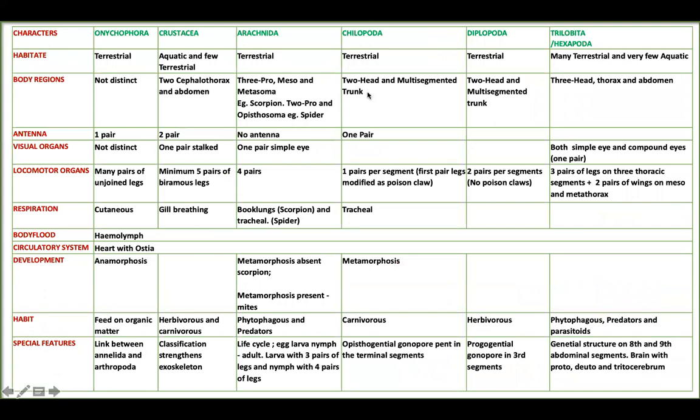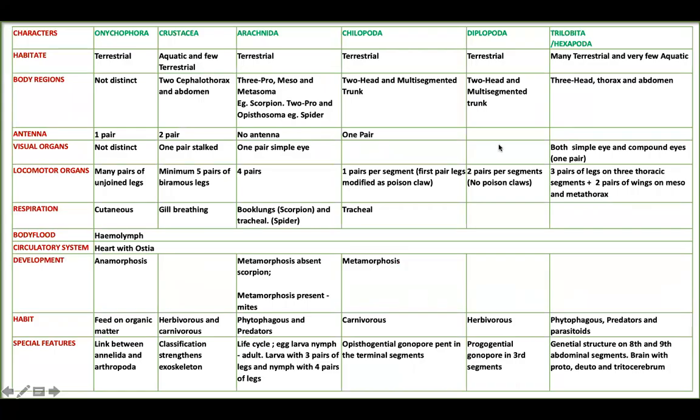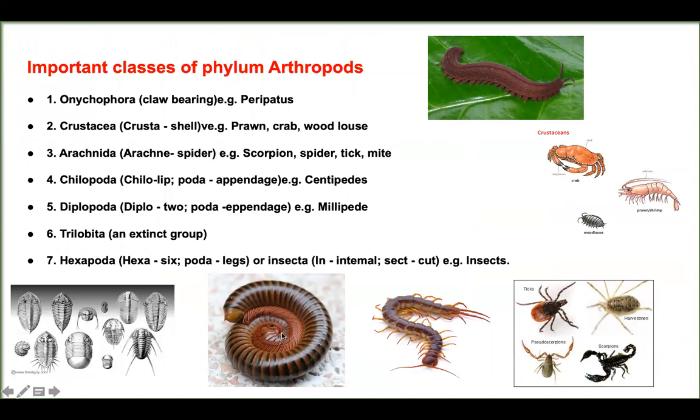Chilopoda, the centipede, has two segments, that is head and multi-segmented trunk. Here you can see this is the head in the centipede and the multi-segmented trunk. And then coming to the Diplopoda, also having head and multi-segmented trunk. Here you can see Diplopoda having the head and multi-segmented trunk.